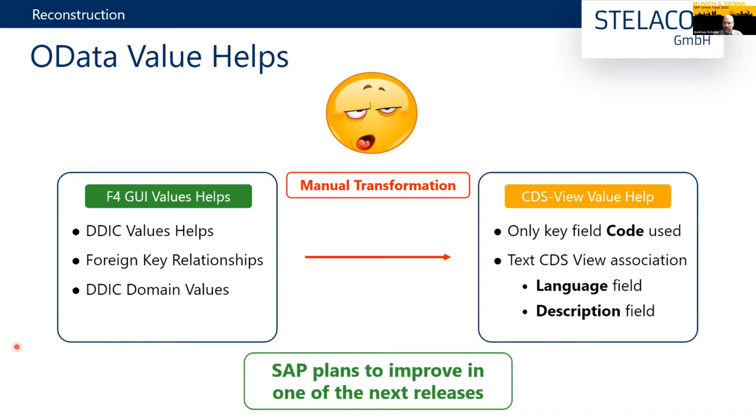there are value helps to so-called CDS value helps, and it's only one key field, and the field must always have the name code, and you have only a language field in the description, and then you use those value helps for the custom fields. You have only the field content itself in the description. But SAP told us they plan to improve this in one of the next releases.